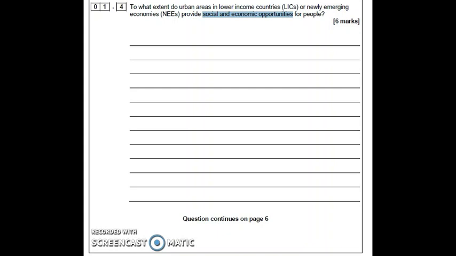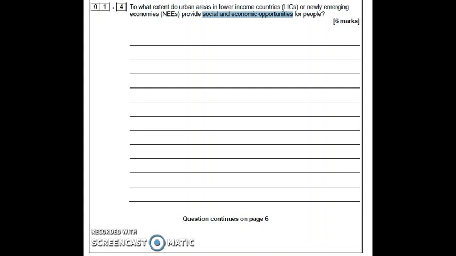We've looked at Mumbai. Mumbai is a huge megacity in India. Now, the question is basically saying, do you agree that in places like Mumbai, it provides really good things, and they use the word opportunities, but good things for people in terms of their life, their lifestyle, and economic opportunities? Does it provide people with money?